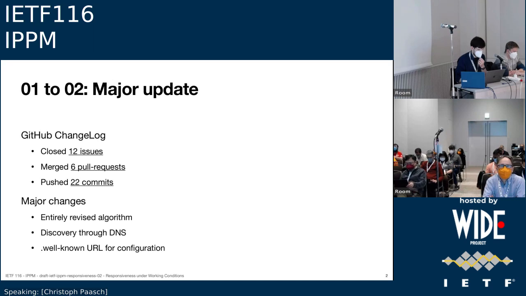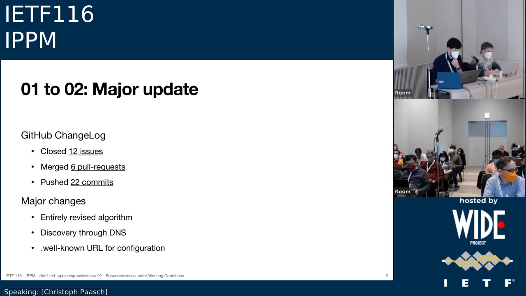Secondly, we added a way to discover through DNS the availability of a service endpoint. Based on a host name, based on an organization, you can now find out whether this organization is hosting a responsiveness measurement endpoint. And finally, we also added the .well-known URL for the configuration file. So now, based on the host name, you can use the .well-known URL to fetch the configuration file, which will then bootstrap the responsiveness test. Next slide.